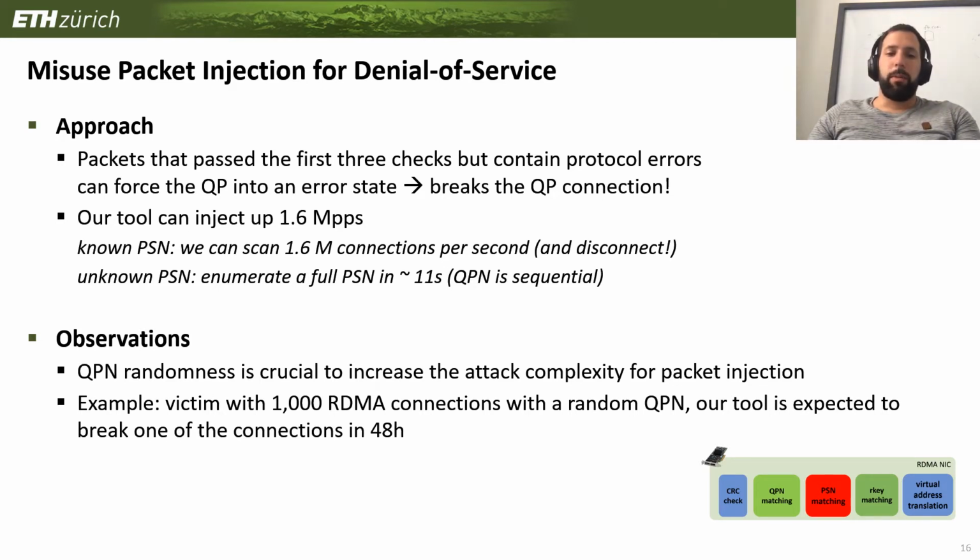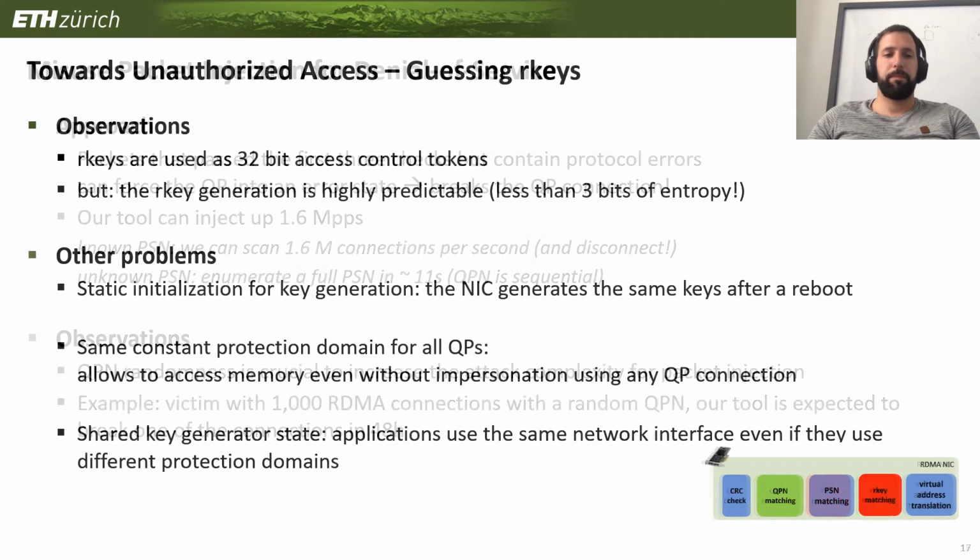So yeah, it's very important to have some randomness in how we select the queue pair number, because it's very, very important to increase the attack complexity for packet injection. The example here is a victim with 1,000 different RDMA connections, and with our tool, we would be able to break one of those connections in 48 hours.